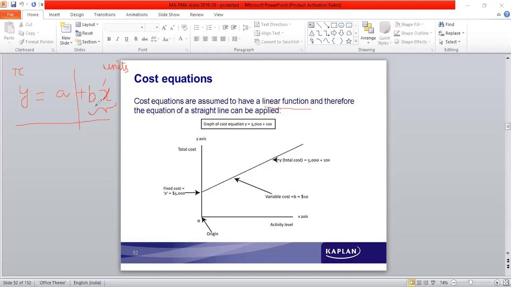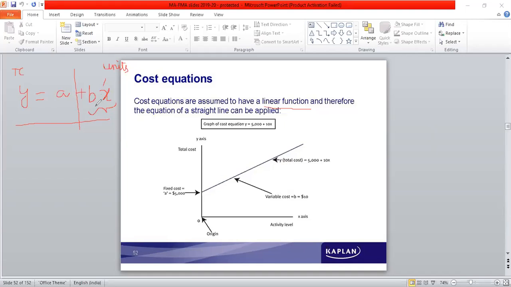So from this, what do we understand? The first constant, a, is constant, which is fixed. Fixed cost is also constant in nature. So a represents the total fixed cost. bx represents the total variable cost. Variable cost varies proportionately with the output, proportionately with the number of units.